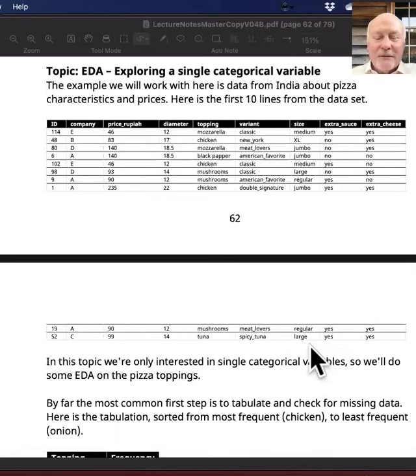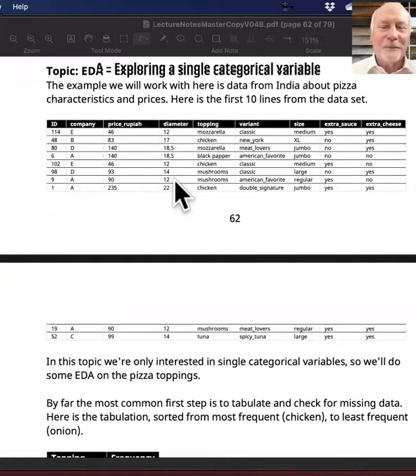Okay, so anyway, this is a table where you've got a quantitative variable which is the price, and you've got a variable which is the diameter of the pizza, which is an interesting one. Is it quantitative, or is it ordered categorical? That's worth thinking about. And then there's some straightforward categorical variables like the type of topping and the variant. So I'm going to just look at the pizza topping.